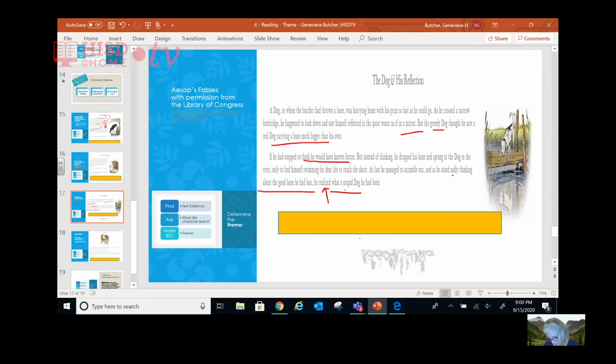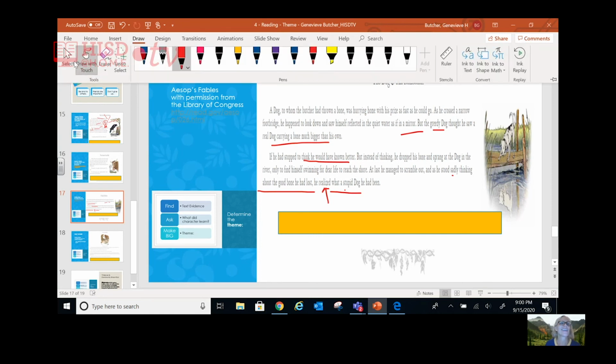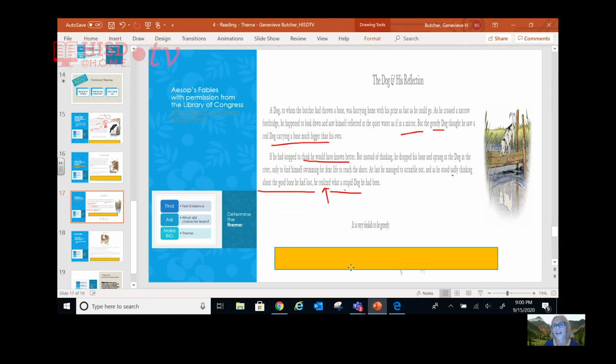Being greedy can, if you're greedy, you can lose everything. If you're greedy, watch out for what you wish for. If you're greedy, it's very foolish to be greedy. So being greedy is foolish, or it's very foolish to be greedy, something along those lines, something having to do with greedy. You don't have to make it so old-fashioned like this. You get the idea. If you're greedy, you'll lose out, right? Kind of thing.